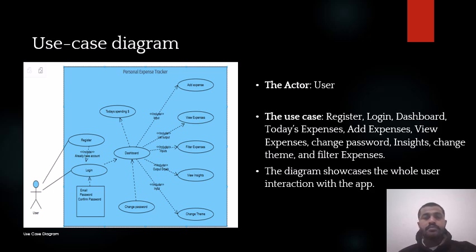Use case diagram. We have 8 use cases. The application is centralized on a single primary actor, the user, who can interact with all the core functions within the application. These functions include registering or logging into the application, adding expenses, viewing expenses added, viewing today's spending, applying filters, analyzing reports and insights, switching the interface theme, and managing account settings such as password.